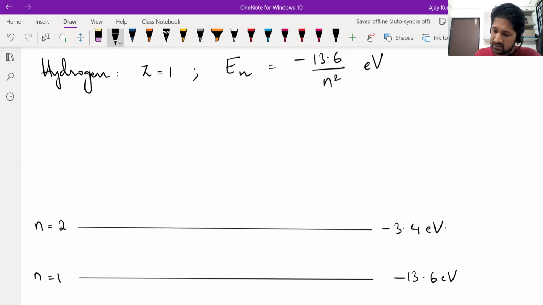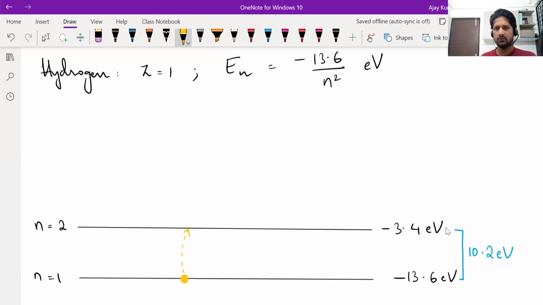Okay. Now, what is the energy gap between these two orbits? Minus 3.4 minus (minus 13.6). The difference in energy is 10.2 electron volts. What does this mean? An electron which is in the first orbit, if it somehow attains an energy of 10.2 electron volts, it can make a transition. It can jump up to the second orbit. That is what it means.